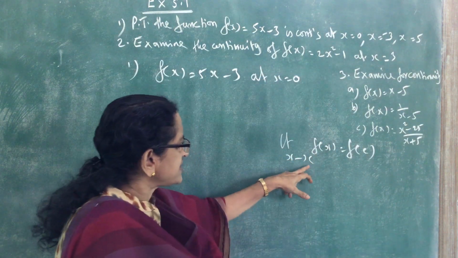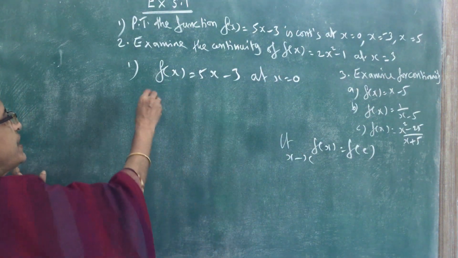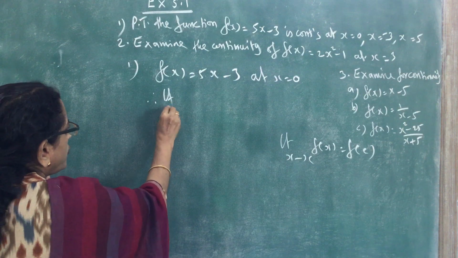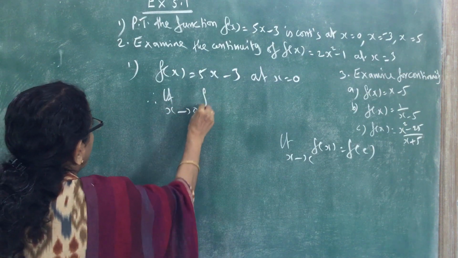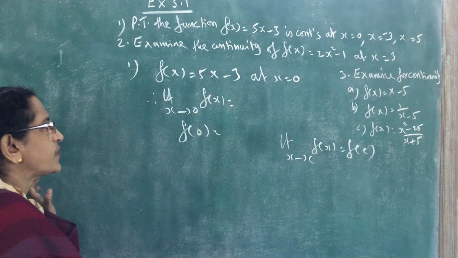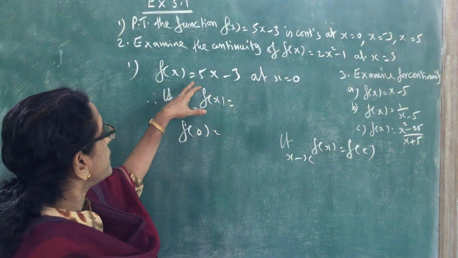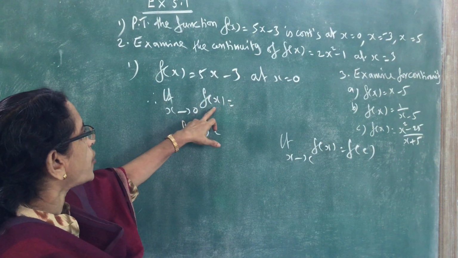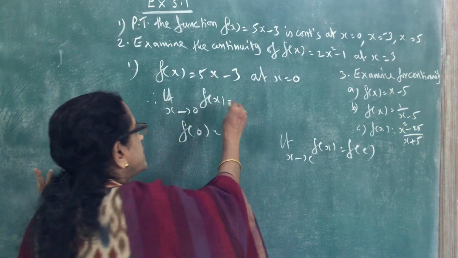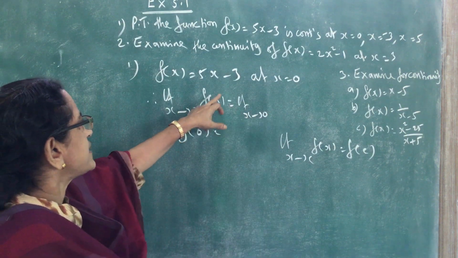So here what is c? c is 0 here. So we have to check the continuity. Therefore, we want to find limit x tends to 0 f of x and f of 0. If they are equal, the function is continuous at x equal to 0. So here we want to find limit x tends to 0 f of x. What is f of x?